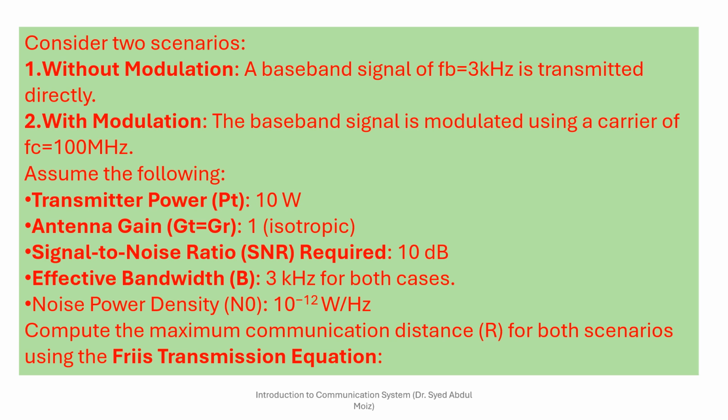Similarly, the signal to noise ratio is assumed to be 10 decibels and the effective bandwidth 3 kilohertz for both cases, and the noise power density is 10 power minus 12 watts per hertz. Now we have to compute the maximum distance for both scenarios using the Friis transmission equation.